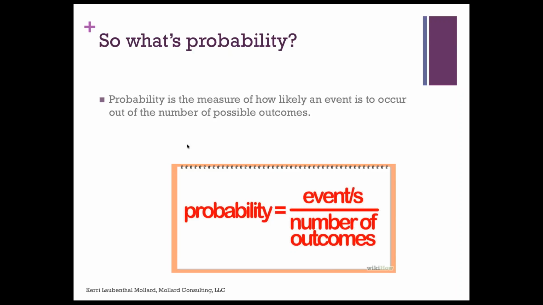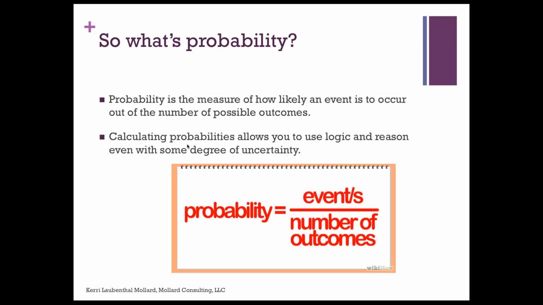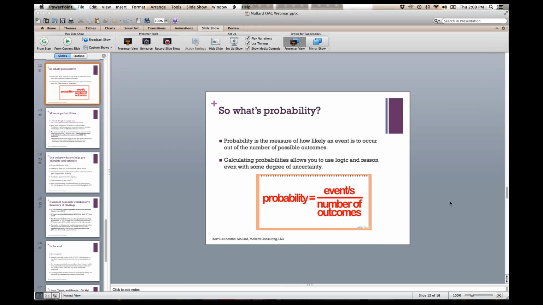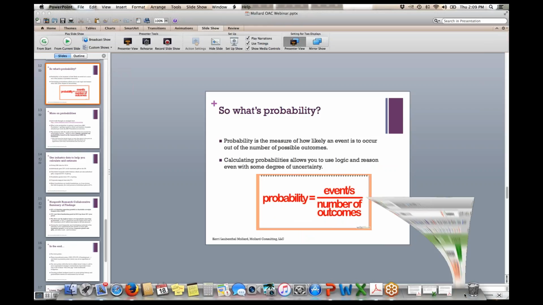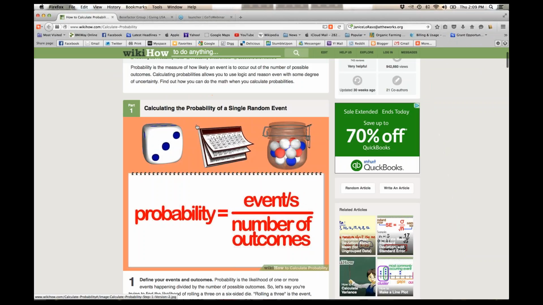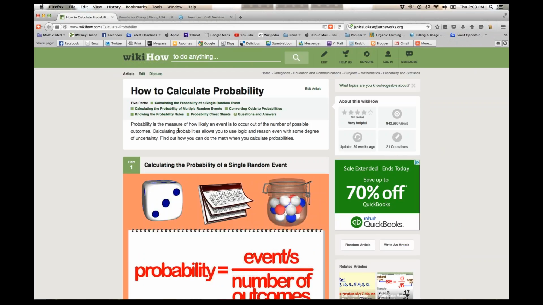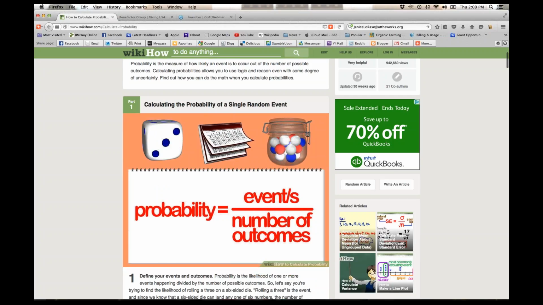So what is probability? Probability is the measure of how likely an event is to occur over the number of possible outcomes. So you're using logic and reason, even though there's some degree of uncertainty. So probability equals events over the number of outcomes. I'm going to take you real quickly down here to a website, and this link is in the presentation. It's a WikiHow. So this shows you how to calculate probability.